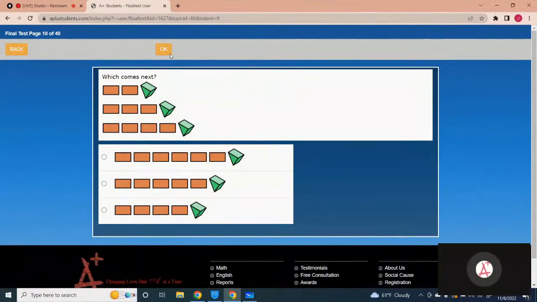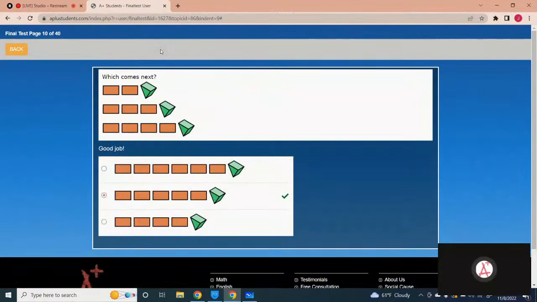Which comes next? Option number 2, isn't it? Because you now have 5 of the parallelograms, so option number 2 is the correct option. So select the correct option and then click on the OK button.